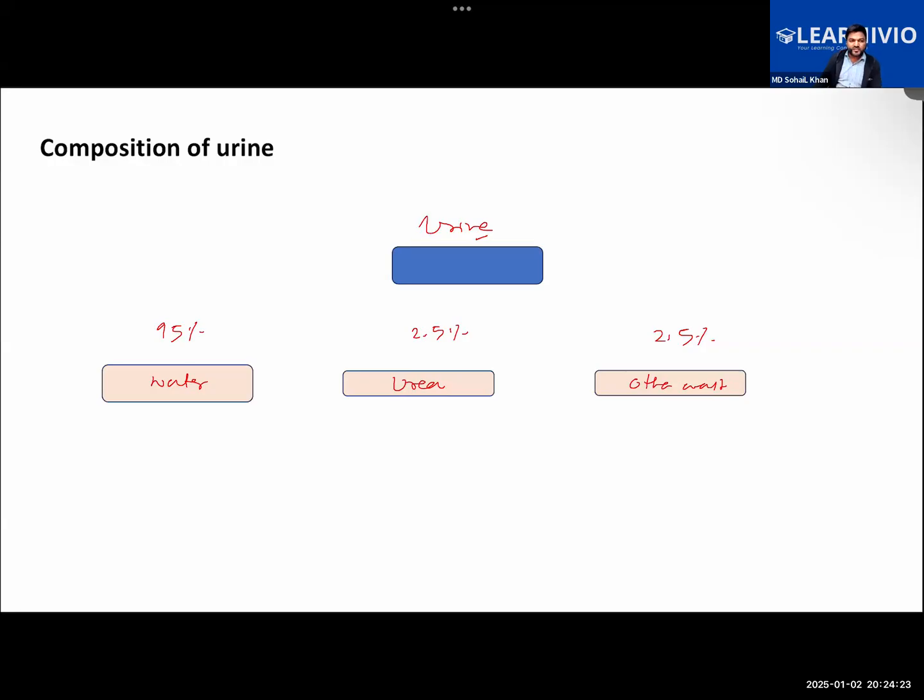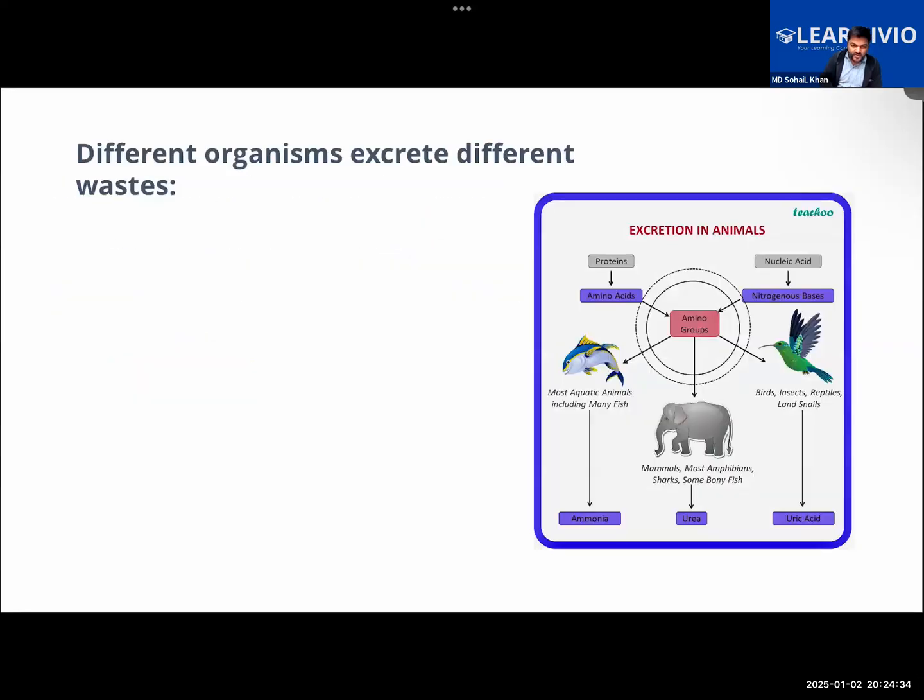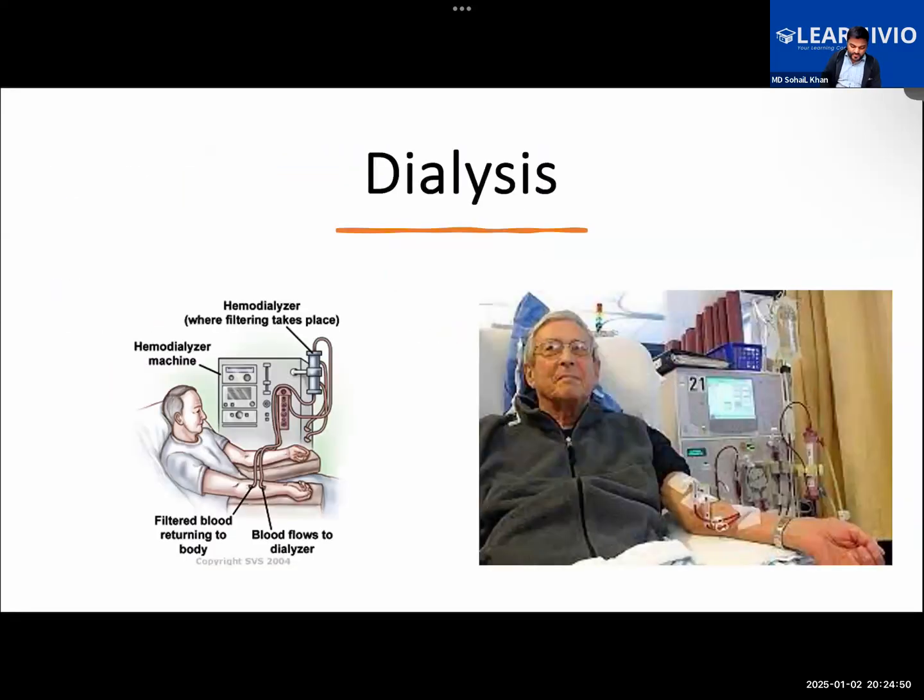Also, we see that the way in which waste chemicals are removed from the body of any given animal depends upon the availability of water. So the fishes and other aquatic animals excrete ammonia in the water. Birds, snakes, and lizards excrete a semi-solid waste that is white in color because of the presence of uric acid. Getting it? That is one thing.